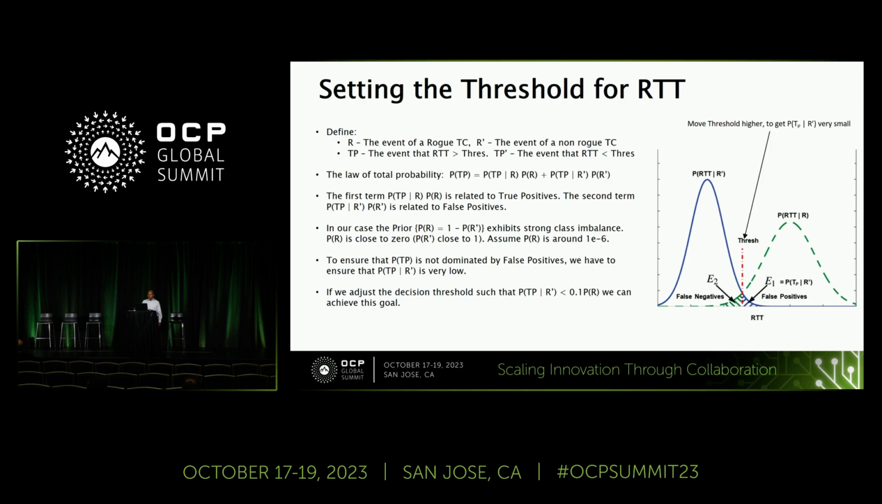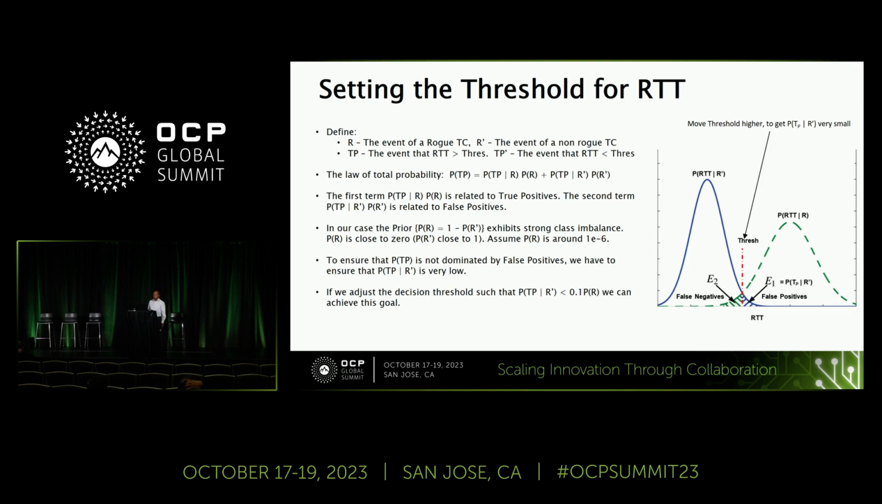There is another complicating factor, which, in the interest of time, we'll put aside, called class imbalance. It basically says that the a priori probability of even seeing a rogue TC is small to begin with. And that means that the probability of crossing the threshold is dominated by false positives, which is yet another complicating factor.